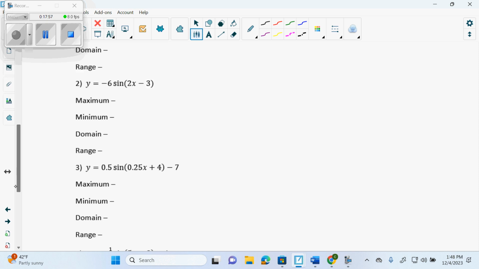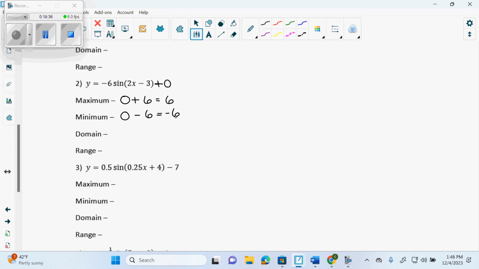How do I get my maximum? D plus amplitude, not A value, amplitude, right? Because A values can be negative, amplitude can't. So my maximum, what's my D on this equation? 0. It's a plus 0. So we do D plus amplitude. What's my amplitude? 6. And so I get 6. Minimum is D minus amplitude, which is 6, and I get -6.